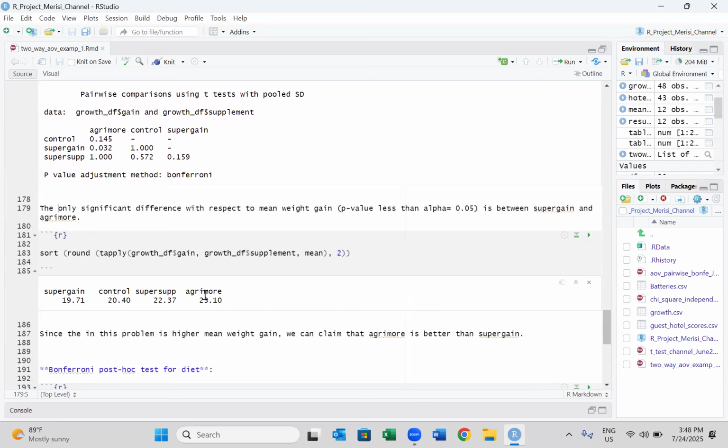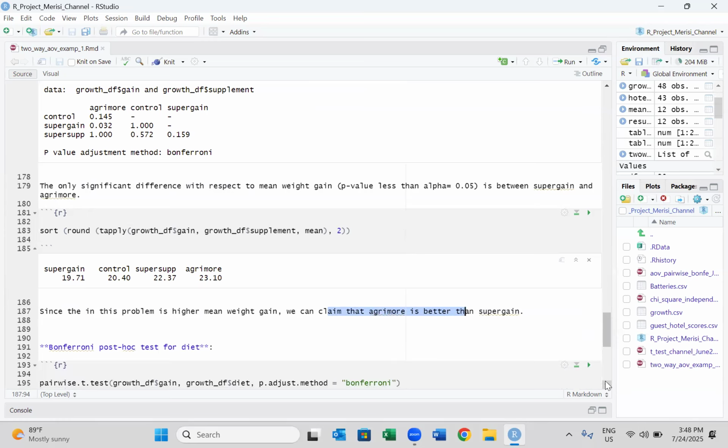So since we're looking for a high weight gain, that's the most desirable option, Agrimore is better than super gain. So they are significantly different, super gain and Agrimore, but we're looking for the higher the better, so we can claim that Agrimore is a better supplement than super gain.